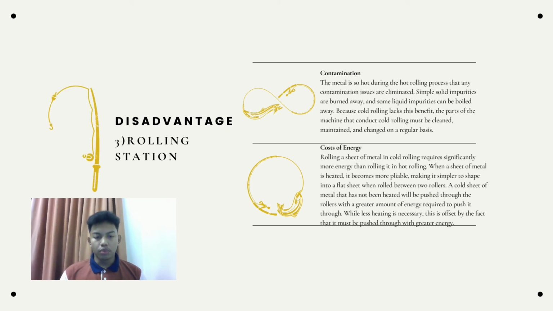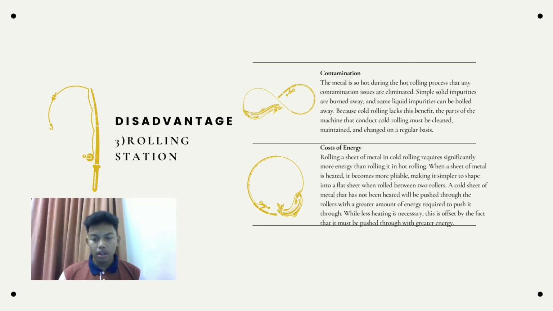The third process is rolling station. First, contamination. The metal is so hot during the hot rolling process that any contamination issues are eliminated. Simple solid impurities are burned away, and some liquid impurities can be boiled away. Because cold rolling lacks this benefit, the parts of the machine that conduct cold rolling must be cleaned, maintained, and changed on a regular basis.